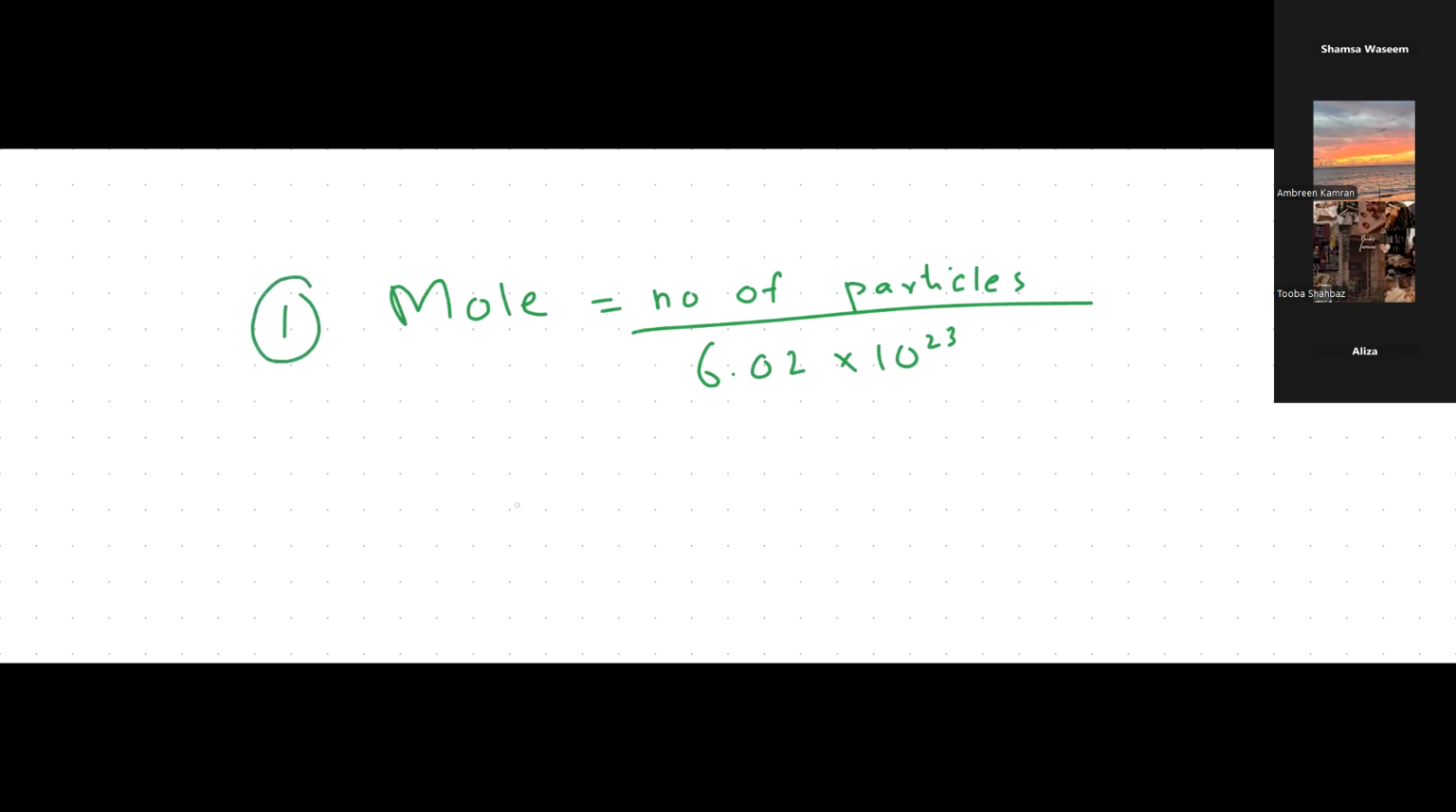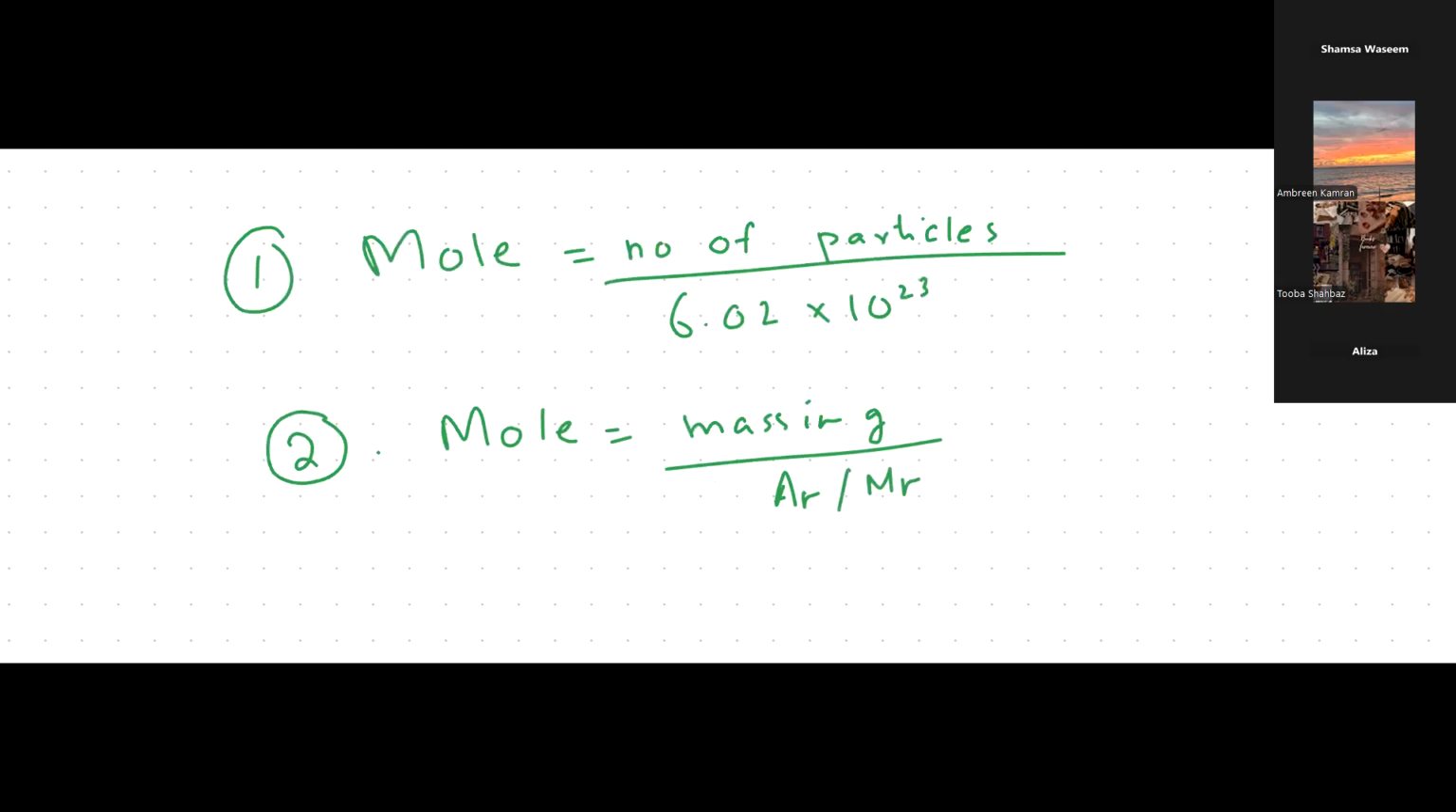Another formula for moles that we are going to actually use now: mole is equal to mass in grams upon AR for an element or MR for a compound, right? Whenever we have to calculate the number of moles, we are going to divide whatever mass is given by the relative atomic mass or relative molecular mass.